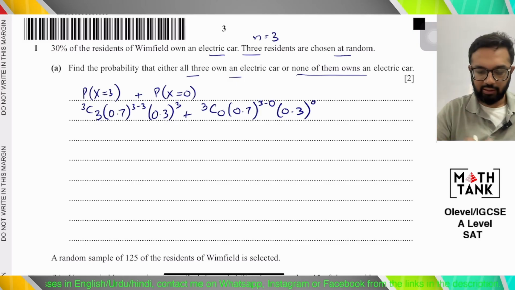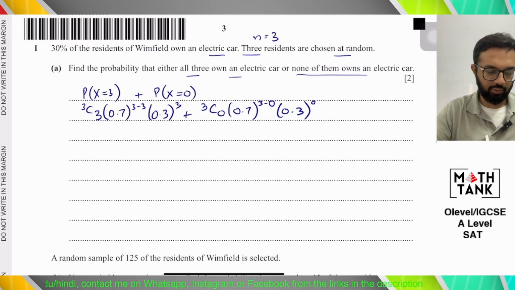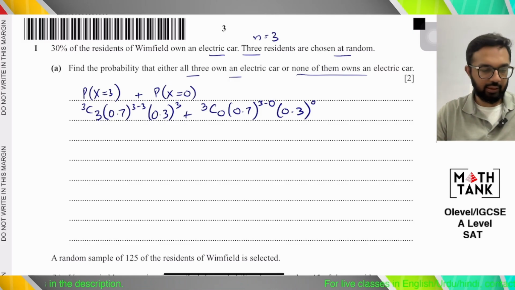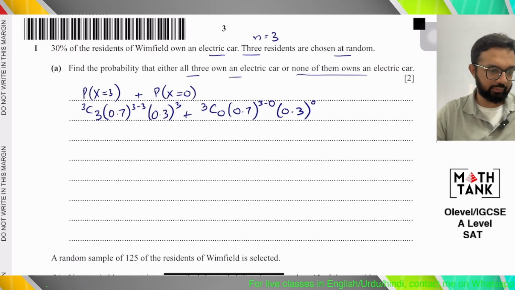Okay, so let's quickly calculate that. That's 0.3 cubed plus, which gives me 0.37. I will check my answers as I go along. 0.37.